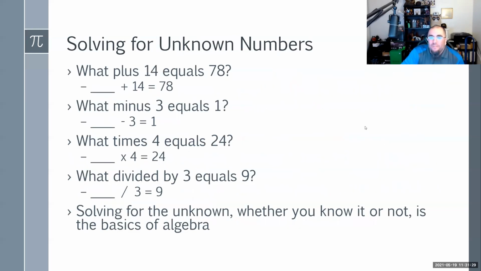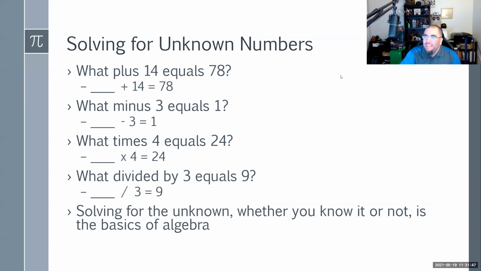All right, so solving for unknown numbers. For whatever reason, people can do this really easily. What plus 14 equals 78? What minus 3 equals 1? Right, best teacher ever. Exactly.